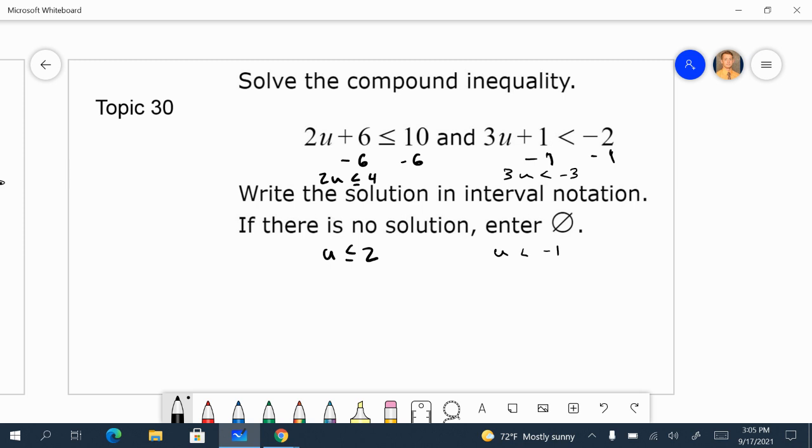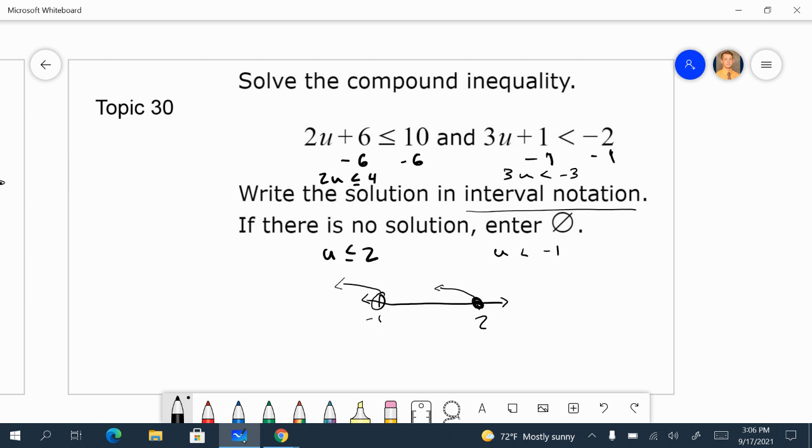I would always encourage you, especially on this topic, to graph it out. Even if it wants interval notation and doesn't say we have to graph it, I would definitely graph it out every single time for these. So I can just do a quick little number line here with a line at negative 1 and a line at 2. At 2, it's going to be a closed circle, and at negative 1, it's going to be an open circle. It says u is less than 2, so it's going to point that way. And u is less than negative 1, so this is also going to point that way.